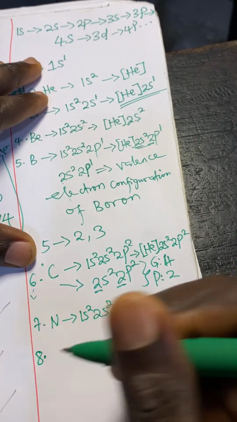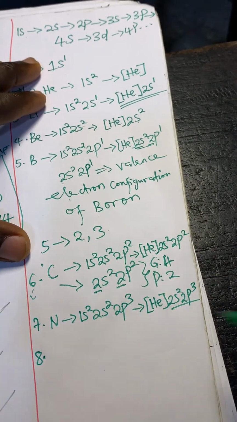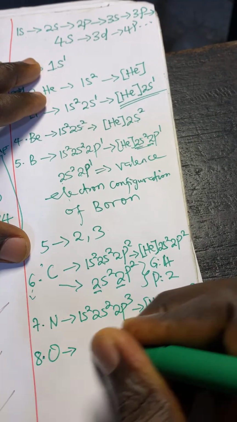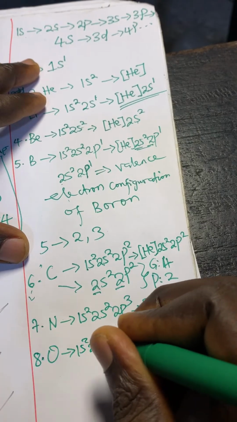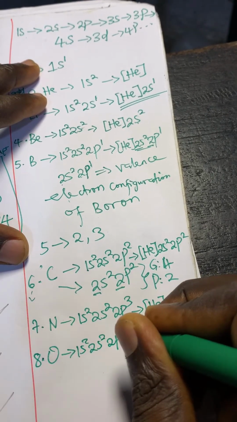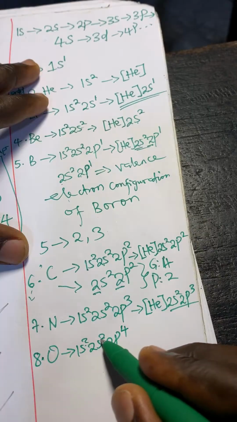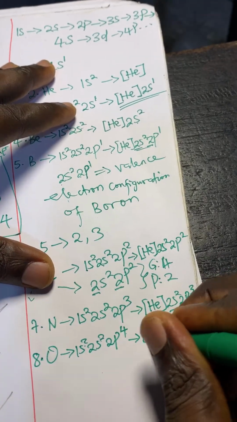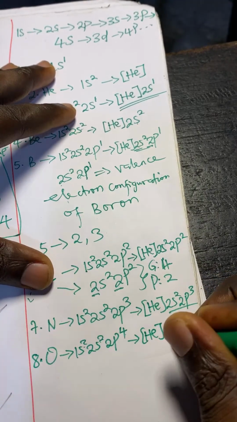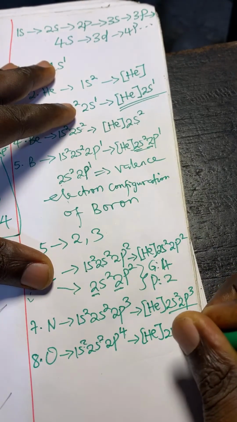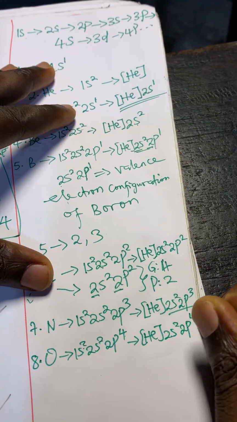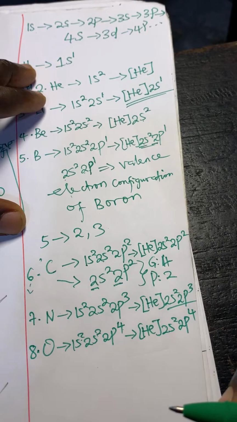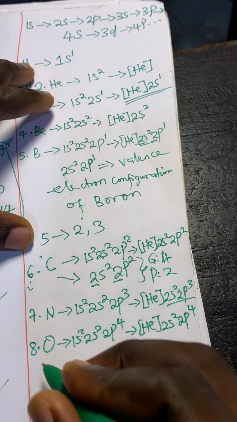If you go to number 8, I will just stop at the next noble gas. Number 8 is our oxygen. That will become 1s2, 2s2, 2p4. That means 2 plus 2 plus 4, that is 8. Now with that, that will give you helium, 2s2, 2p4. Remember, this 1s2 stands for helium, meaning it will encounter the nearest noble gas.